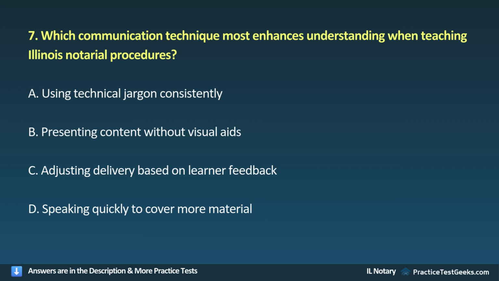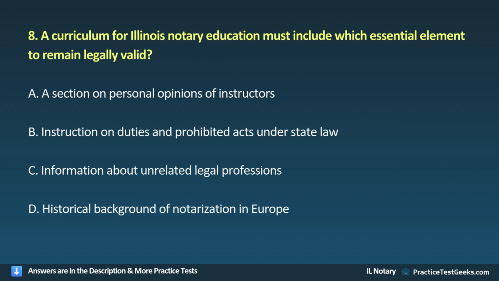D. Speaking quickly to cover more material. 8. A curriculum for Illinois notary education must include which essential element to remain legally valid? A. A section on personal opinions of instructors. B. Instruction on duties and prohibited acts under state law.